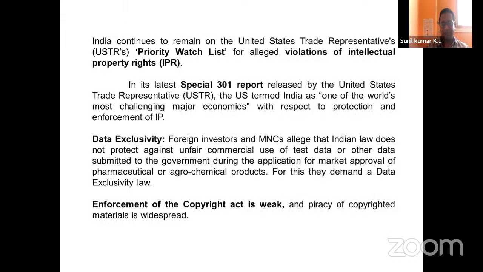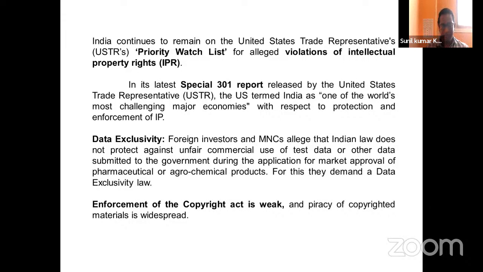So there are some violations also in this. In the latest Special 301 report, released by the United States Trade Representative, they said that India is one of the world's most challenging economies with respect to the protection of IPR, and that they have been seeing violations of intellectual property rights itself. And the other things, like data exclusivity, can be done through MNCs. There are most favoured nations, and there is one association of nations that they call for investment. That most favoured nations use this data exclusivity for the different agrochemical products.